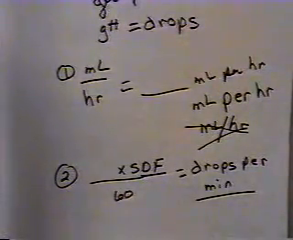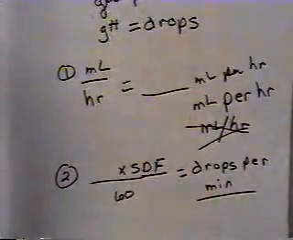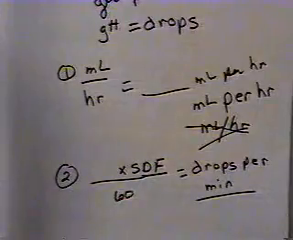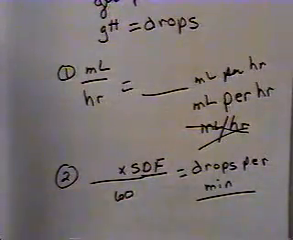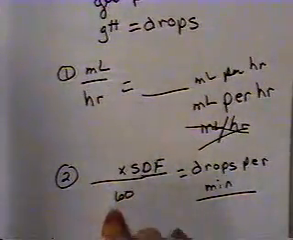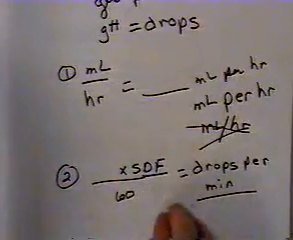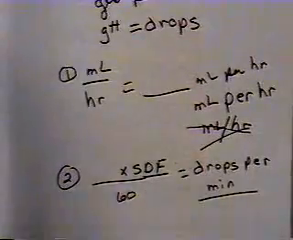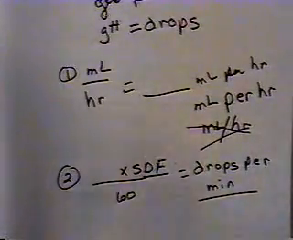Now, the reason we have two answers is that with most machines nowadays, you set how many milliliters per hour. But you still sometimes have to use the old method, where you just put it on the line and it adjusted how many drops. So sometimes you still have to know drops per minute. So we always give two answers, milliliters per hour and drops per minute.